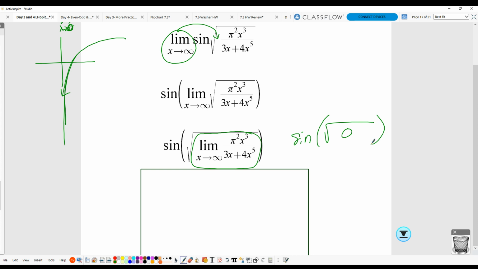Carson, what is the square root of 0? What times itself is 0? Yes, 0. And then what is sine of 0? 0. So what is this limit? 0. So we can push that limit in or out however it suits us, as long as you don't cross over the variable. If you're kicking one of the variables out, you've gone too far.